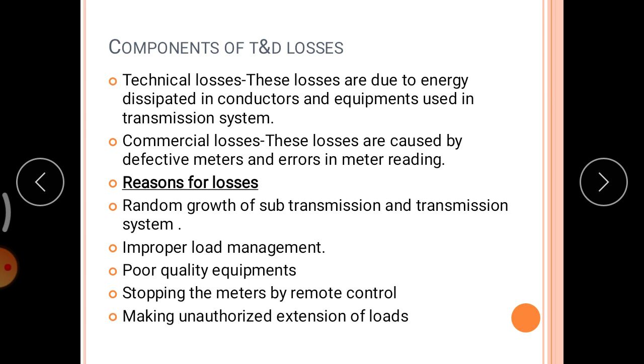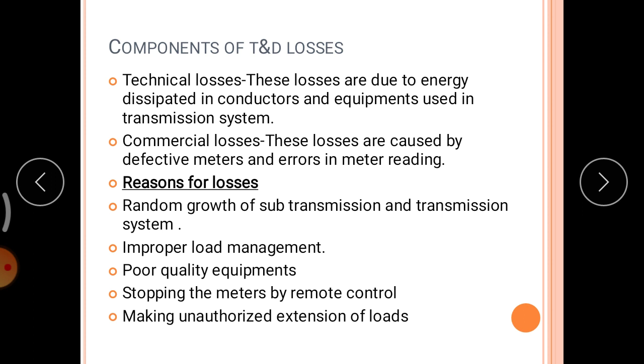Next, energy losses are there everywhere. It may be in industry, domestic, agriculture, or in transmission and distribution. Everywhere energy losses are occurring. We have to reduce those losses and save the energy.